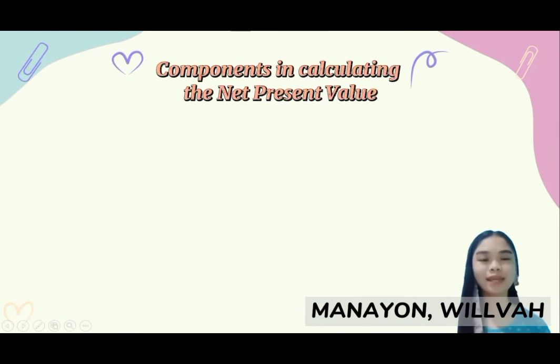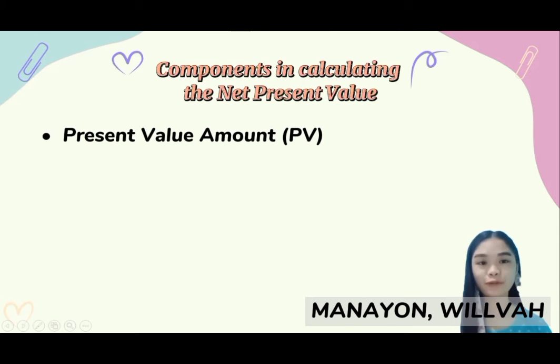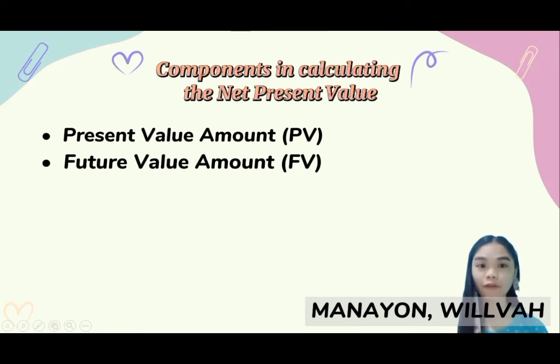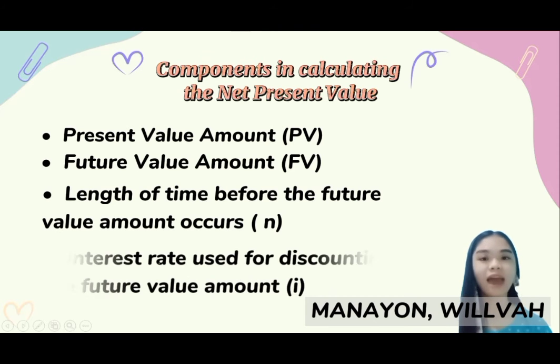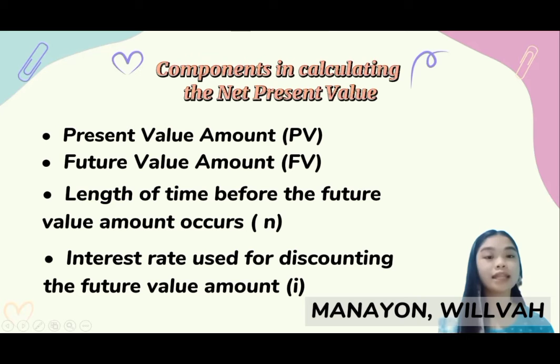So here are the components in calculating the net present value: present value amount or PV, future value amount or FV, length of time before the future value amount occurs or N, and interest rate used for discounting the future value amount or I. If you know any three of these four components, you will be able to calculate the unknown component.